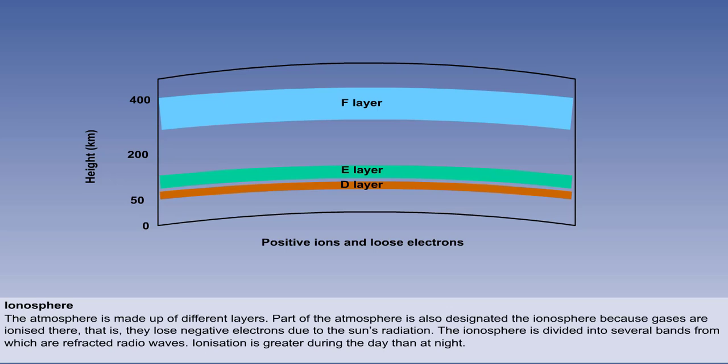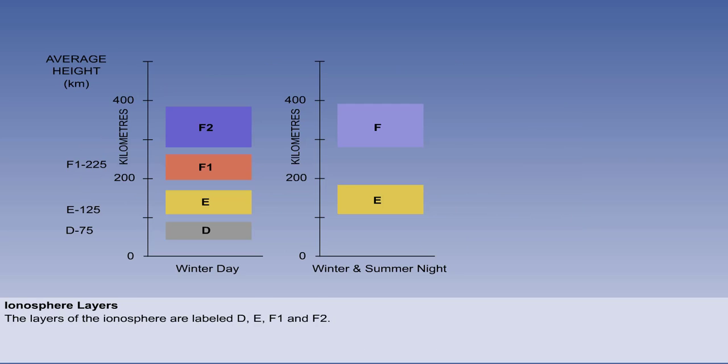Ultraviolet light waves of different frequencies penetrate the atmosphere to a different extent, creating bands of ionized gases at different levels. Because ionization is dependent upon the sun's energy, it is greater during the day than at night. There are three distinct layers in the ionosphere, called D, E, and F. Layer F divides into two layers during the day, called F1 and F2, but they recombine at night.